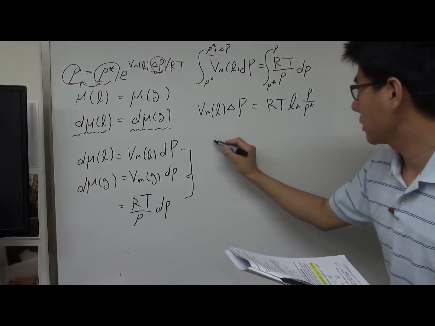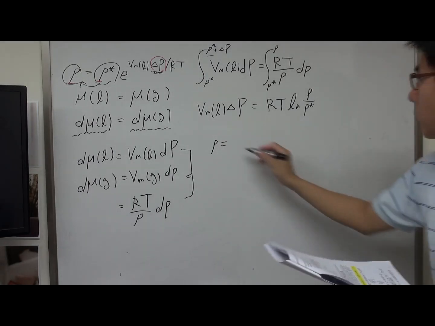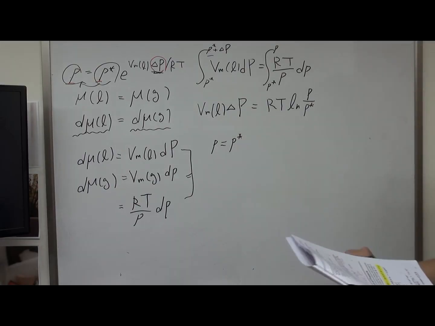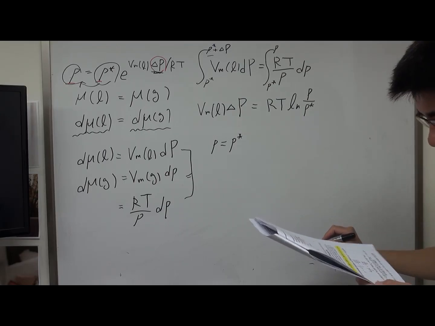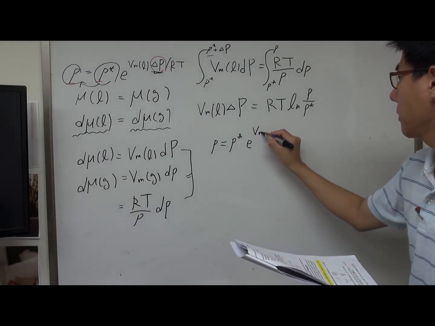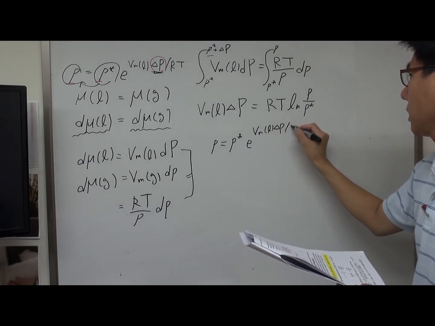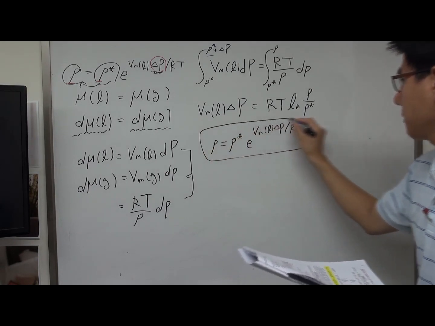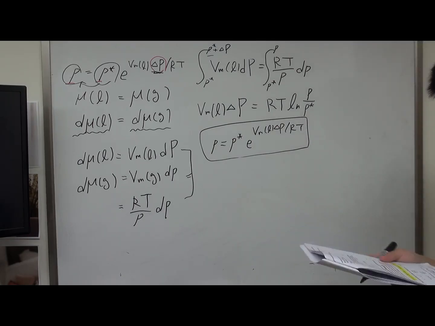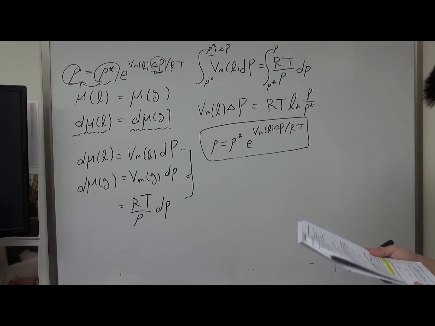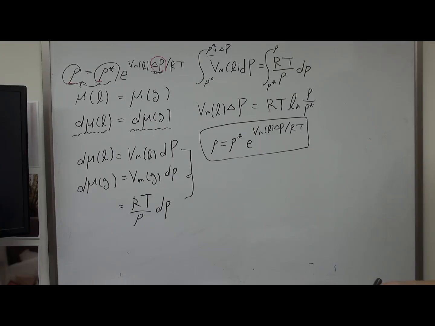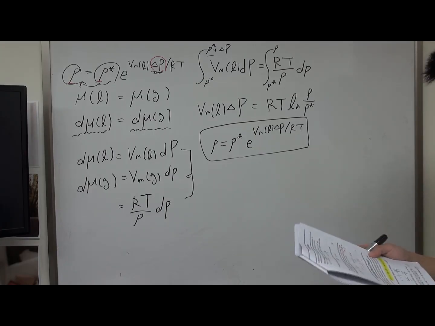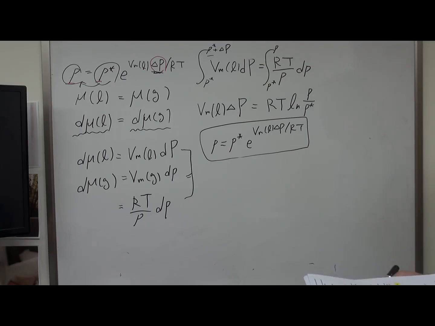If you express it as a function of p, you can get p equals p star times e to the power of Vm,L delta P over RT, the result here, right? Okay. Simply we derive this relation. Okay. Let's go back.